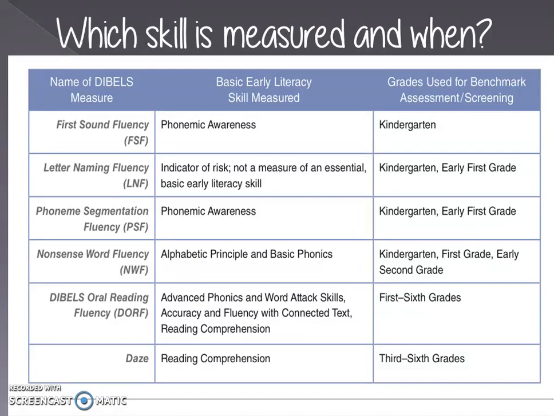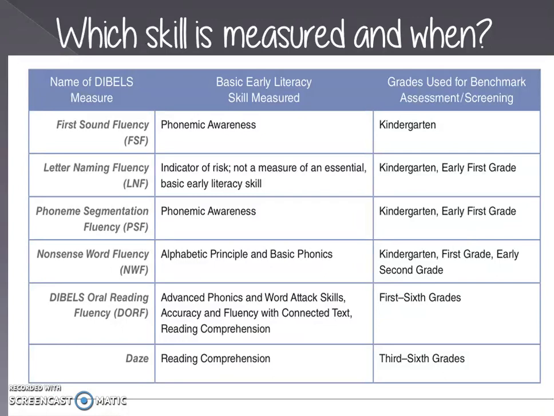There are 6 types of assessments given through DIBELS. Each one focuses on a different literacy skill to be measured. The chart here shows us which tests are given at which time of year and for what grade. It also tells us which skill is being measured. There are a few areas measured by the DIBELS.